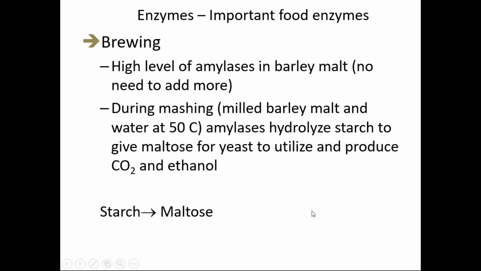So enzymes are important. The alpha amylases are very important in the brewing industry because alcohol is produced from maltose and malt. So the high level of amylases in the barley malt result in the production of carbon dioxide and ethanol, and they are also used to convert starch into maltose. So the amylases are very important in the brewing industry also. Not only are they important in the baking industry, but they are important for the brewing industry also.